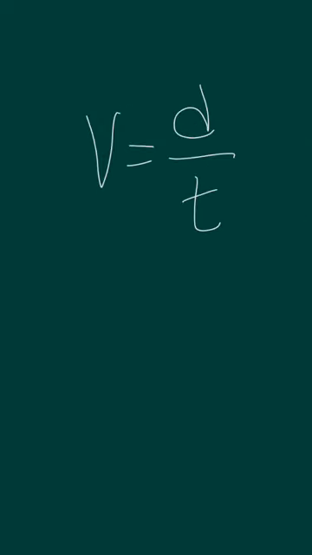So let's start with this formula. Velocity is equal to displacement divided by time. Let's say we want displacement by itself. We have to rewrite the formula. In this case, displacement is being divided by time. So opposite of divide is multiply. And we have to do it to both sides.